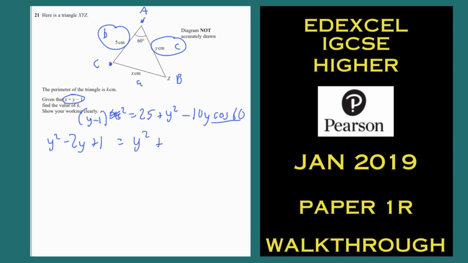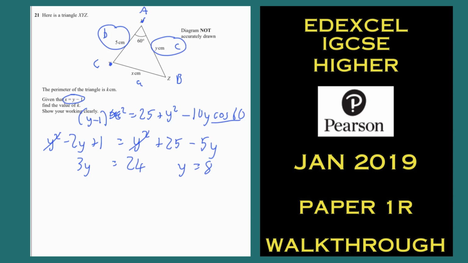Y squared plus, and as I've said, cos 60 is a half. So it's simply minus 5y. And oh look, the y's, actually it's not even a quadratic because the y's cancel. Just a matter of finding y now, then we can use it to find the perimeter. So I'm going to add 5y to both sides, subtract 1 from both sides. As you can see, y is 8.